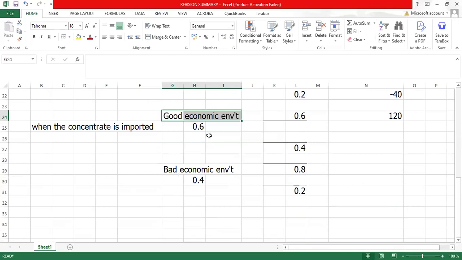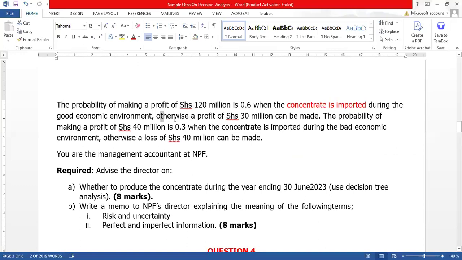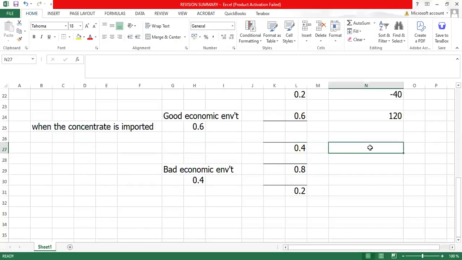In a good economic environment, you also have a chance of 0.4 of making what profit? They are telling us that otherwise a profit of shillings 30 million can be made. So here at 0.4 chance, we are making a profit of 30 million. We are still handling good economic environment. When the chance is 0.6, you can make a profit of 120 million. When the chance is 0.4, you can make a profit of 30 million.